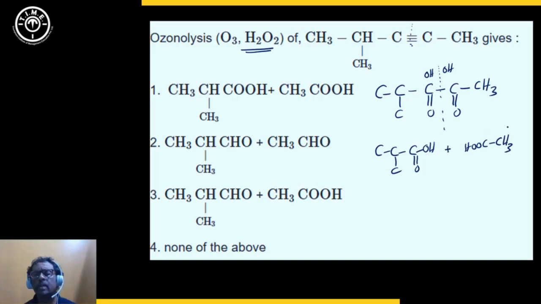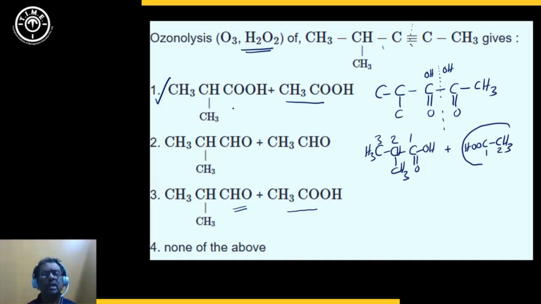Check which one is this. So this is matching here as well as here. But then this is only an aldehyde. No. Whenever you have a C double bond O, that will turn into carboxylic acid. So it has to be option 1. So CH3, CH, CH3, COOH. 1, 2, 3, 2-methylpropanoic acid and then ethanoic acid. Clear? Those are there in option 1. I hope this is clear. So this is oxidative ozonolysis of an alkyne, where you'll get 2 moles of carboxylic acids. Clear?